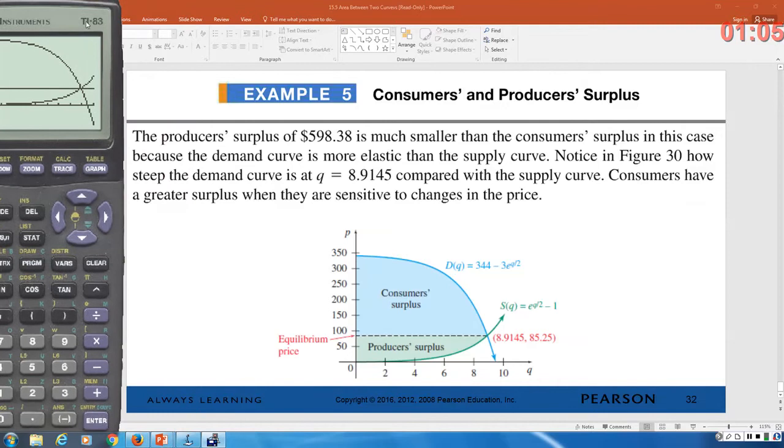And when we do the math, what we're going to see is the producer surplus, obviously from this picture, is a lot smaller than the consumer surplus. And that's because the demand curve is more elastic than the supply curve. If you notice, the demand curve at Q equal to 8.9145, look how steep it is. It's coming down fast. So when the consumers have a greater surplus, they're sensitive to changes in price.